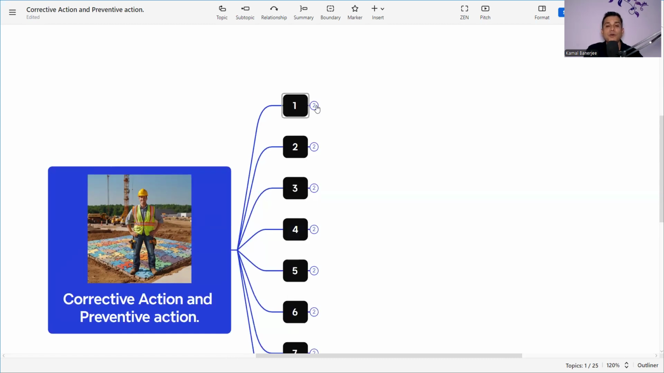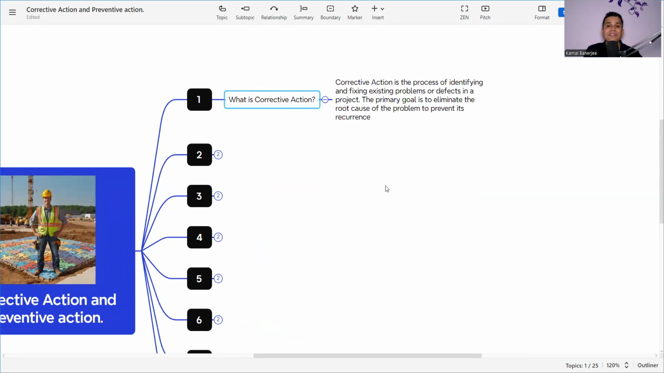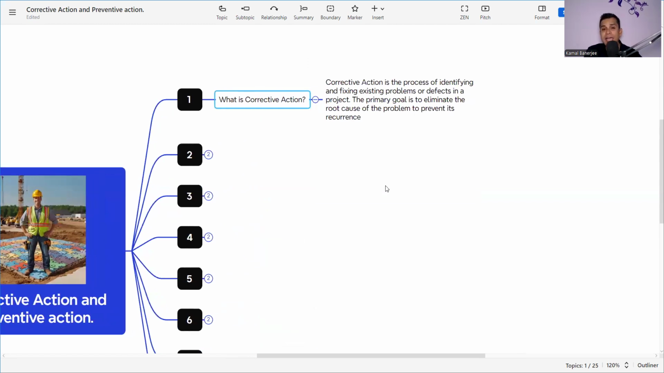First, we need to know what the corrective action is. The corrective action is the process of identifying and fixing existing problems or defects in a project. So here a problem already exists. That means after the problem arises, what will be the action? That is the corrective action to minimize the problem.